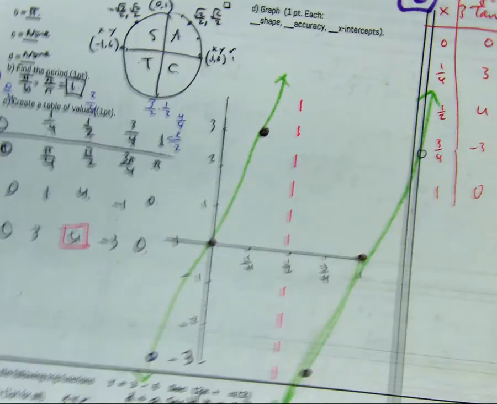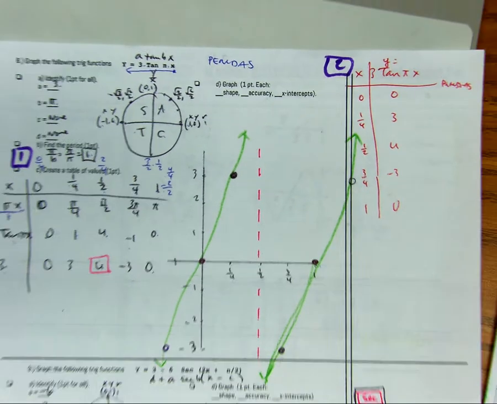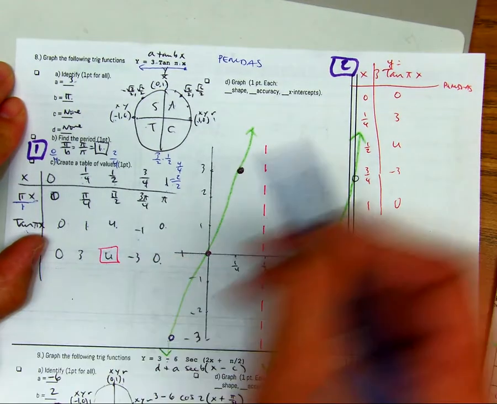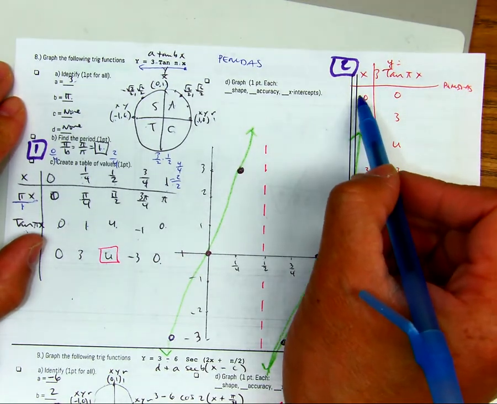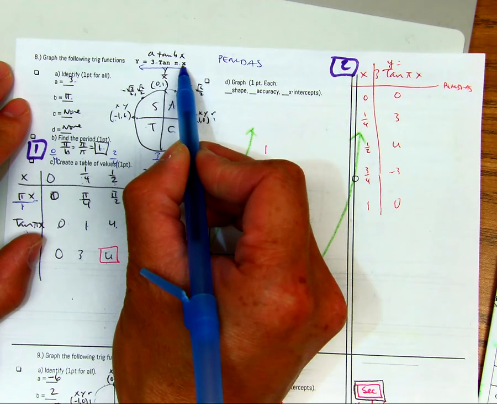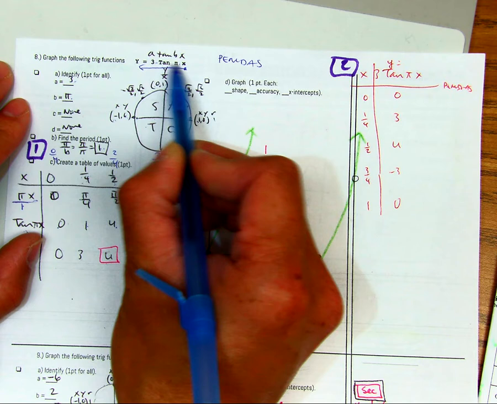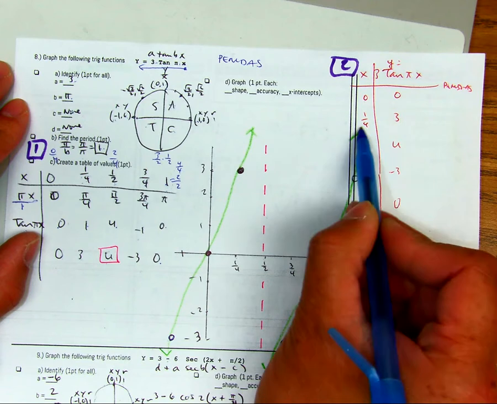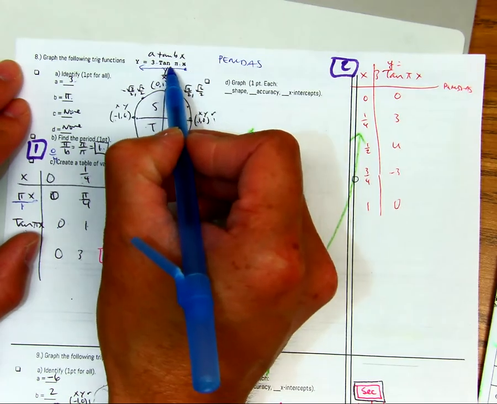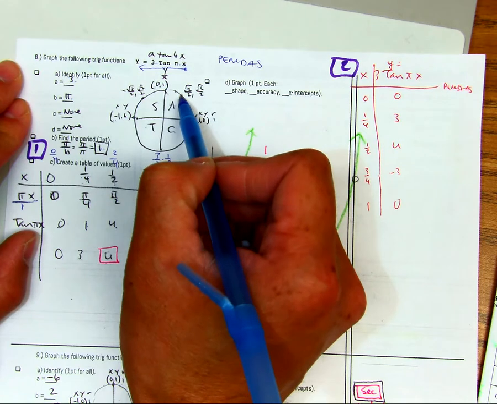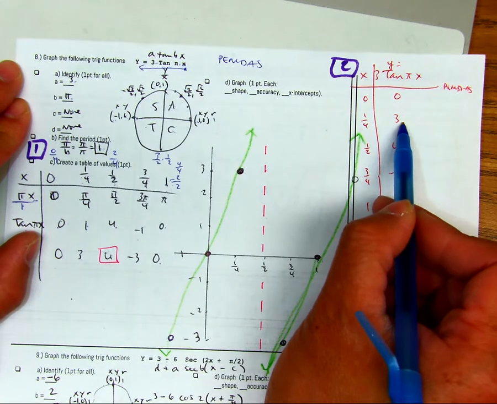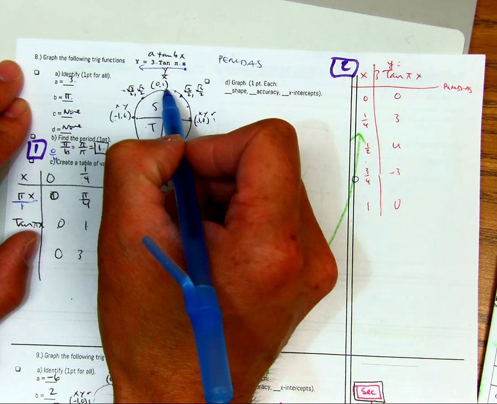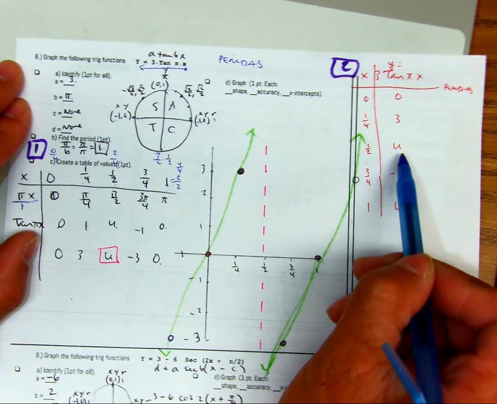All right, let me show you my second method. It goes a little bit faster, but it's different because it's a lot more mental math. You basically take your same 5 x values, and then you just do it all mentally. So x value is 0, 0 times pi is 0, tangent at 0 is 0, and 0 times 3 is 0. 1/4. 1/4 times pi is pi over 4, tangent at pi over 4 is 1, 1 times 3 is 3. 1/2. 1/2 times pi is pi over 2, tangent is undefined, undefined times 3 gives you undefined.